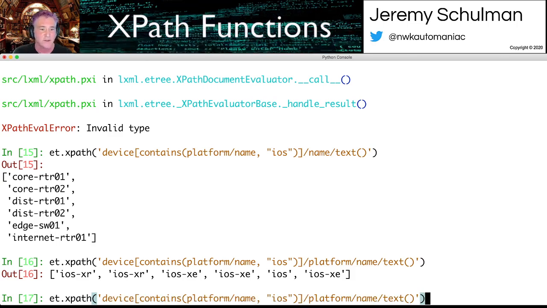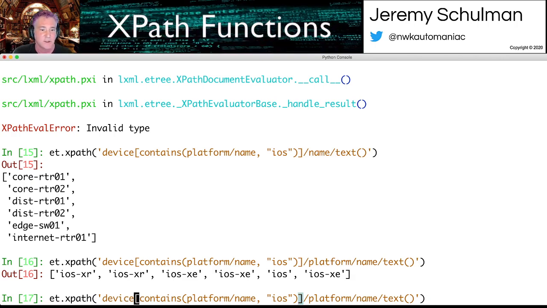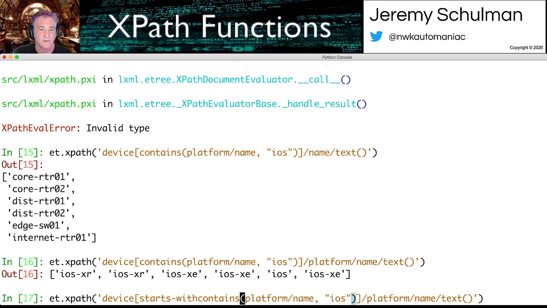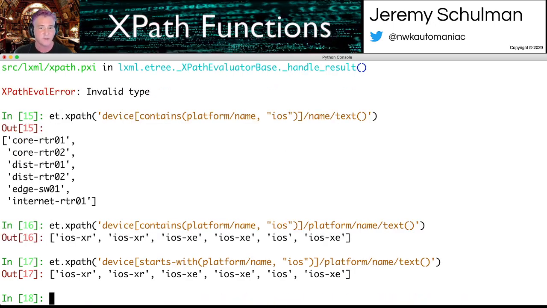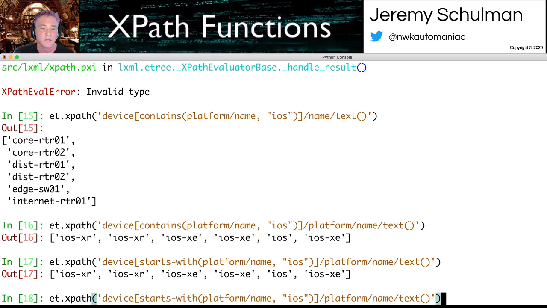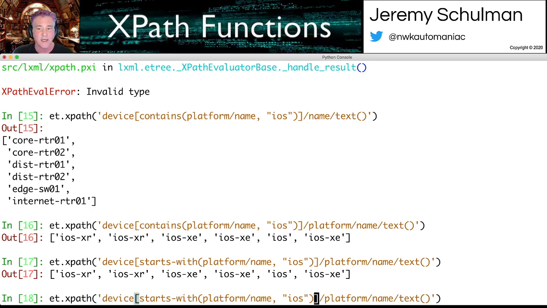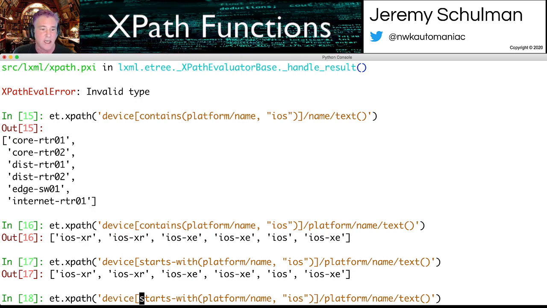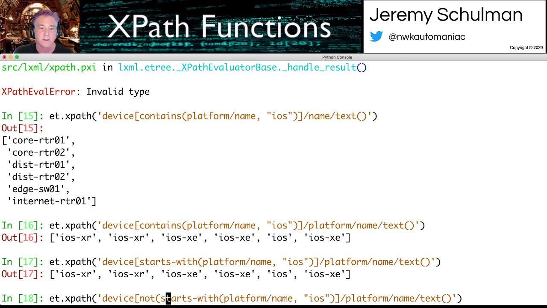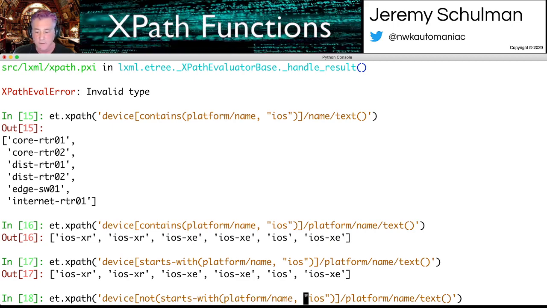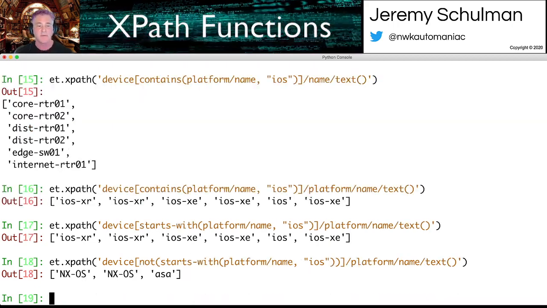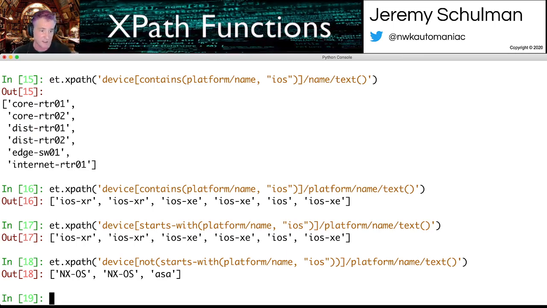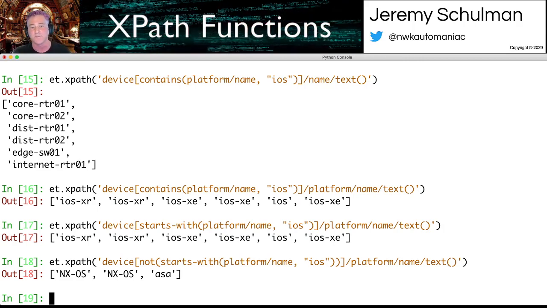There's another function called starts with. So you could do starts with. Same kind of result. So if we wanted to find all of the devices that didn't start with something, we can prefix all of this with the not function or the not operator. So we can see that these are the other types of devices that are not iOS. We've got two, Cisco, NXOS, and ASA.